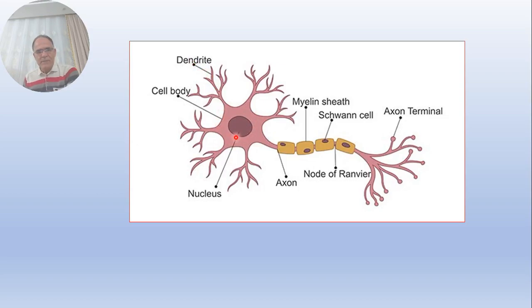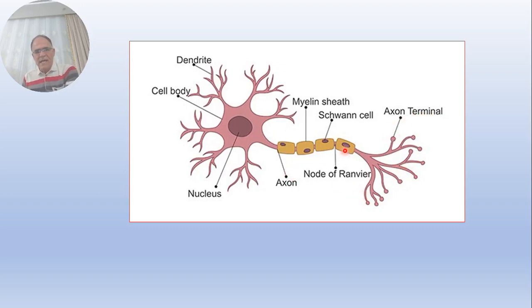The cell body processes the impulses and sends them to the other extension, called the axon. Axons are usually single, long extensions. At the end of the extension, we can see another subtype of branches called axon terminals.